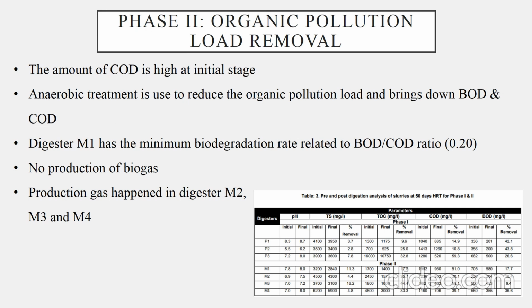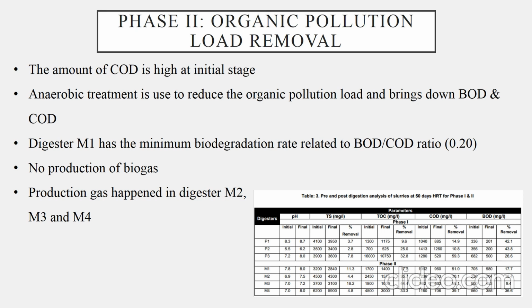Organic pollution load removal. Based on the result, the COD level is high at the initial stage. Anaerobic treatment is used to reduce the organic pollution load and bring down BOD and COD from the original initial values. Anaerobic treatment typically takes a significant period of time to be fully effective, but it can be reduced with the addition of inoculum.